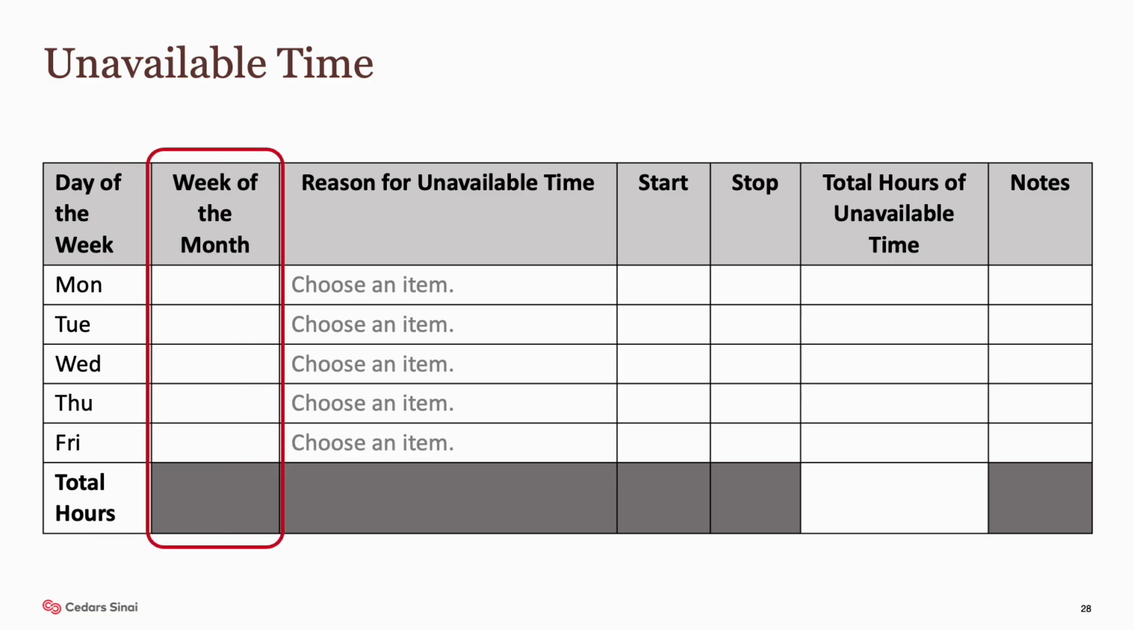The week of month column asks you to specify which weeks of the month the unavailable time is active on. For this column, you only need to input numbers between 1 through 5 to signify the respective week of the month. For example, if the unavailable time is consistently every single week, then you will put 1 through 5. If it only happens on the first and third week of the month, then you will only need to put 1 and 3.